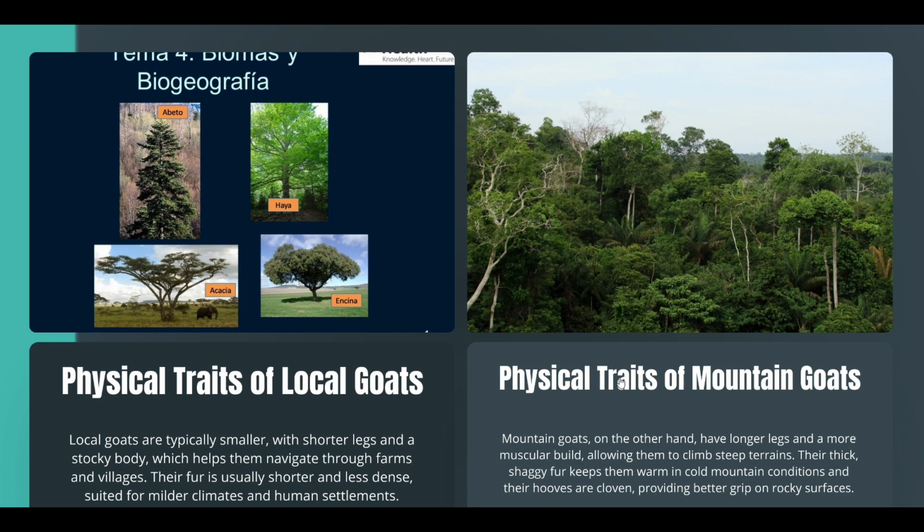Coming to the physical traits of mountain goats, they have long legs and a more muscular build, allowing them to climb steep terrains. Their thick, shaggy fur keeps them warm in cold mountain conditions, and their hooves are curved, providing better grip on rocky surfaces. I already discussed what is meant by hooves. Those are hard coverings on the feet of them. So it will provide a better grip when they climb on a steep terrain.